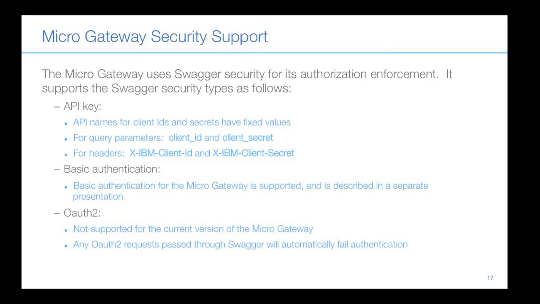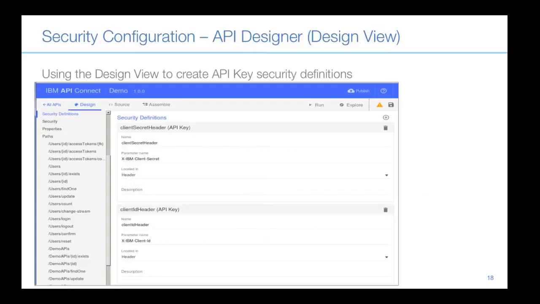Okay, next slide, please. So here's the API designer design view for security definitions. Like I said before, for headers the parameter names are fixed. The names, you can type in whatever you want, but this is how you would set up the security definitions.